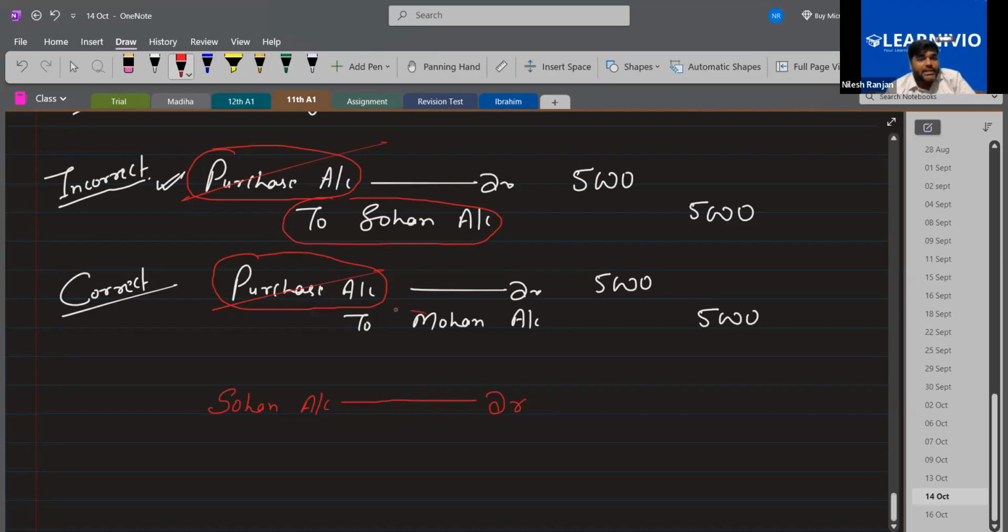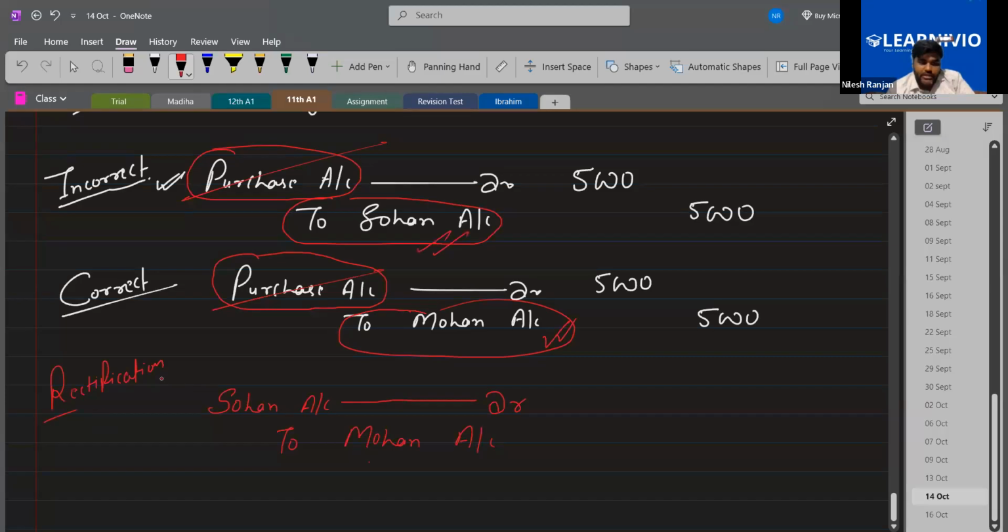Now, Mohan is not written actually, so now we have to write Mohan account. In the correct entry, Mohan is on the same side, so Mohan's place will not be changed. Mohan will be on the credit side, but Sohan is wrong, so that's why the place of Sohan is changed. Sohan is on the debit side. This is called rectification.